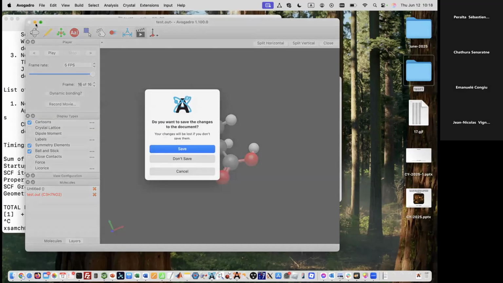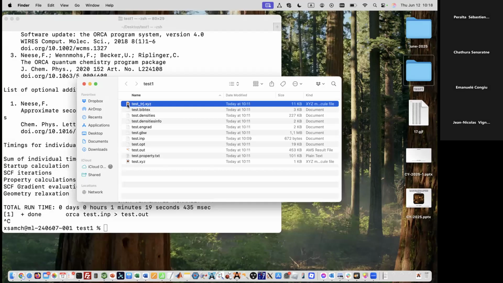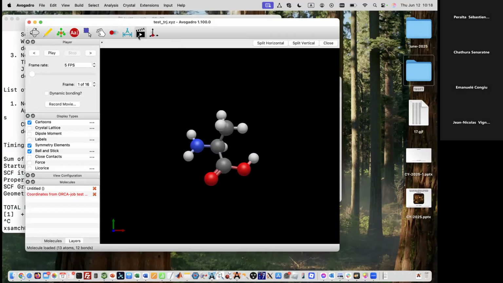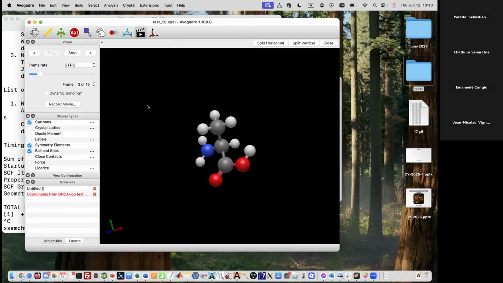Another useful file is shown here. This is the trajectory file. The trajectory file has the 16 structures, and you can see how it moves from the starting structure to the optimized structure. So you can see the changes happening during the optimization.